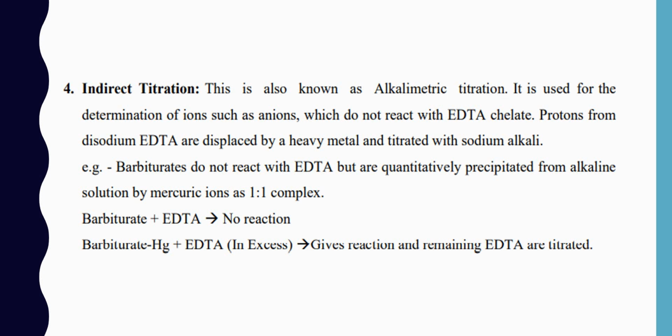So indirect titration is what? We have something which does not form any complex with EDTA, but we know that metal ions form complex with EDTA. So what we'll do, we will attach these metal ions to whatever compound we have which does not react with EDTA, and then we'll do the titration. So this is the indirect titration.